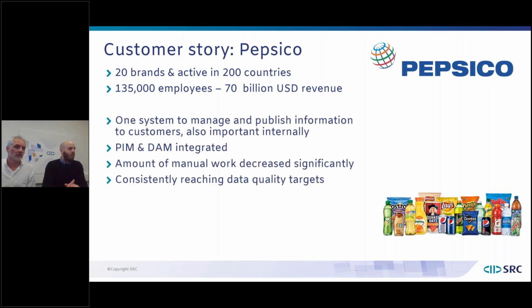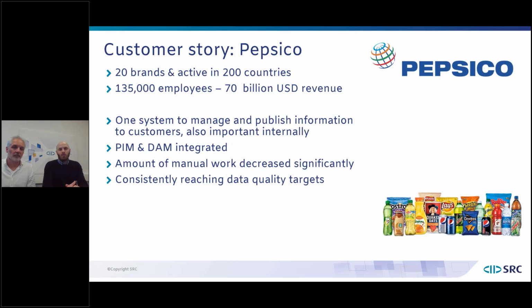Pepsico and SRC have a long-standing relationship. It was already in 2004 that Pepsico contacted SRC because the external web application they were using was not user-friendly at all. For Pepsico, the benefits of working with SRC were clear, and we as SRC are proud to serve Pepsico in reaching their data quality targets year on year. And as they say it themselves, we don't say that, they can reach the highest possible data quality thanks to the PIM and DAM integration.